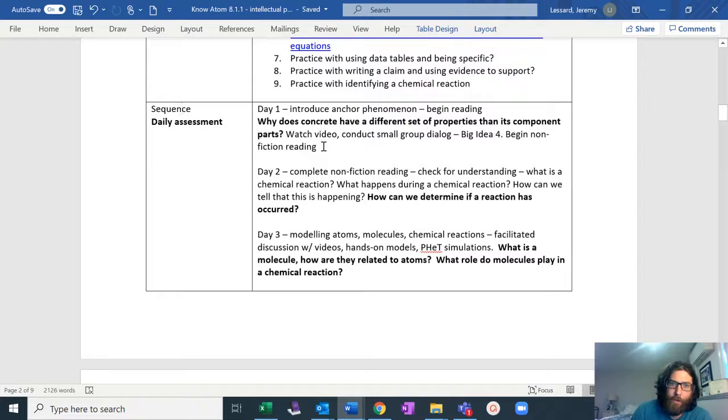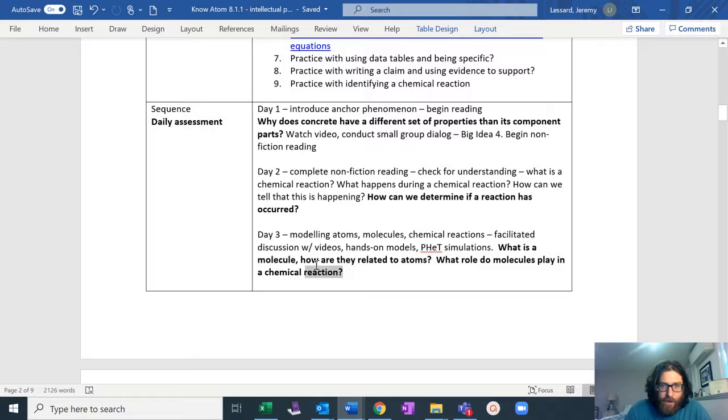So number 1, instead of starting with the reading, I started with dialogue. Instead of starting with the reading, I'm starting with the concrete video. The video, why does it have a different set of properties than the stuff that makes it up? Then, after we watch that video, we do a little dialogue. We're going to do most of the reading. Finish up some reading for homework, maybe come back, get a little bit more reading, do a little bit more dialogue on day 2. This allows me to kind of chunk it up and use the relevant portions of the reading to flush out the ideas that the kids are going to have on those days.